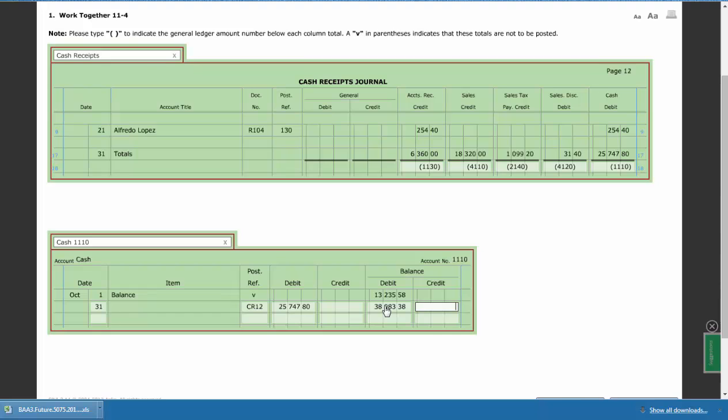We prepare something called a post-closing trial balance. Yeah, on our worksheet, the very first column on our worksheet is a trial balance.